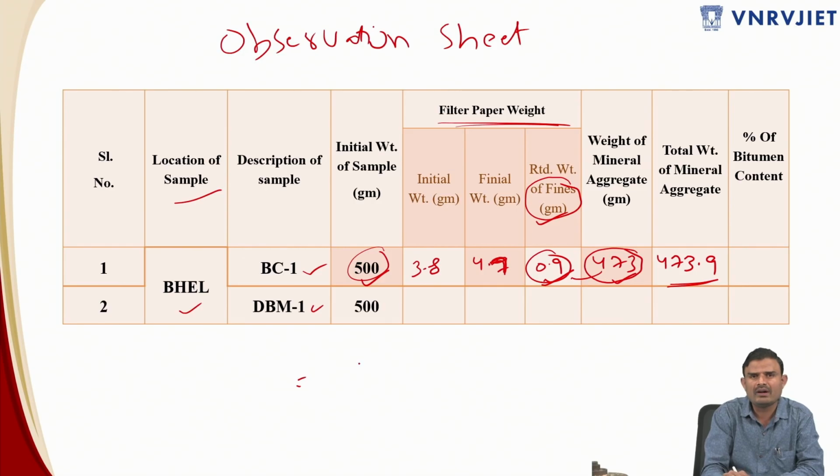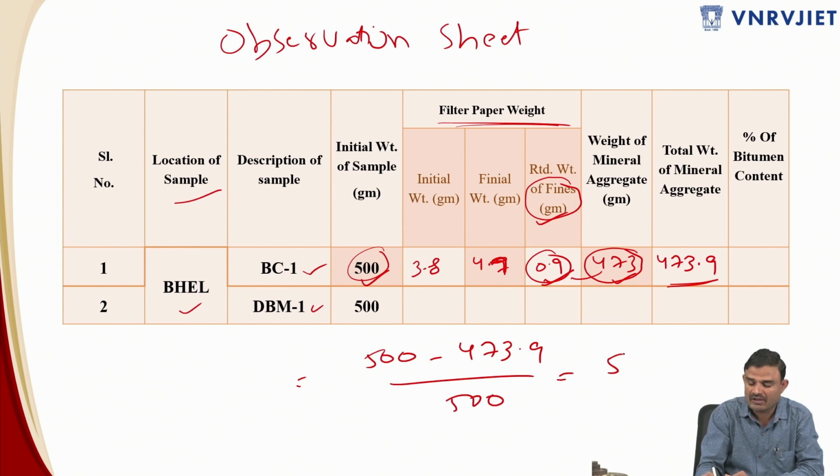Then you use this small formula, which is initial weight minus final weight, where the final weight is 473.9, divided by the initial weight. Then you will come to know the amount of bitumen content, which is 5.22%. It means they have used a binder content of 5.22 in producing the bituminous mixture.